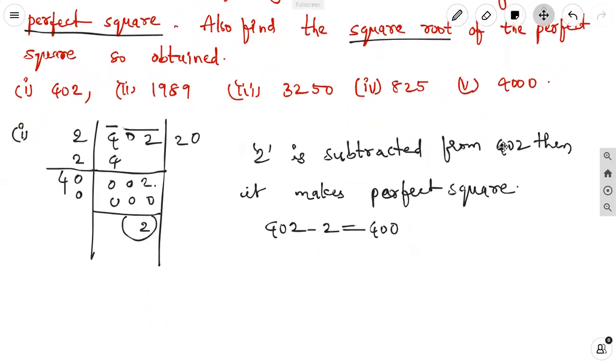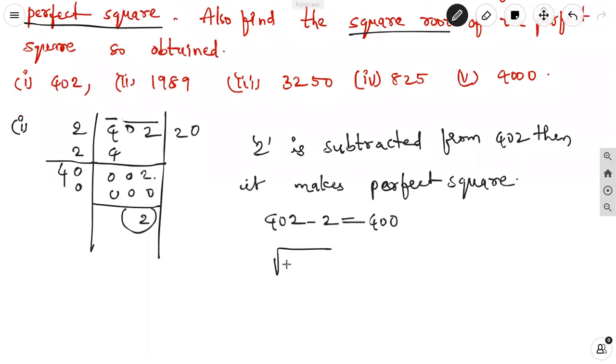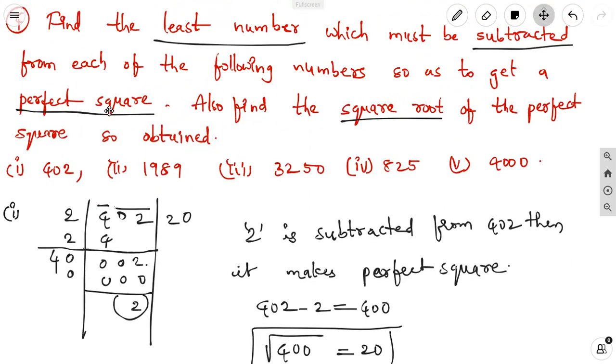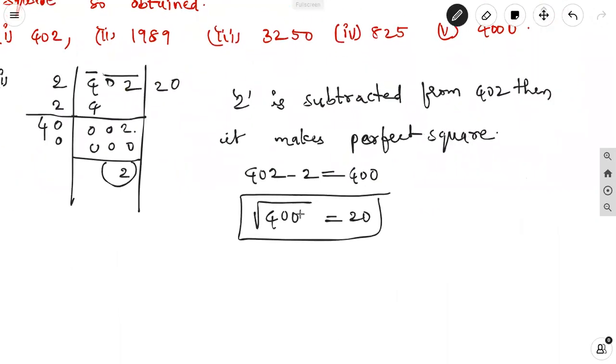Then the square root of 400 is equal to 20. What they are asking is, to get a perfect square, we subtract the least number, then find the square root of that perfect square. The perfect square is 400. The square root of 400 is 20.